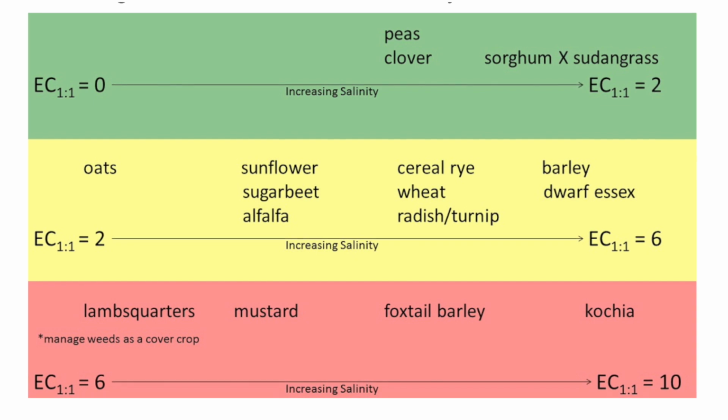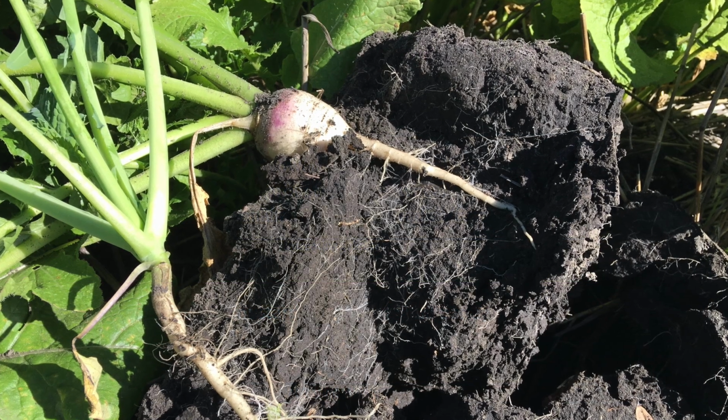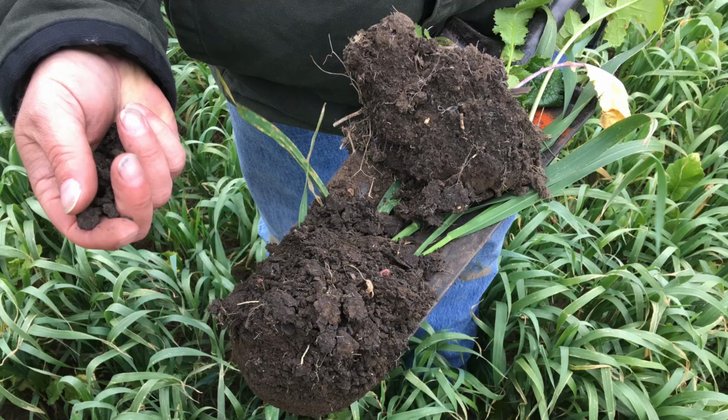Here are a couple of ideas for what cover crops will grow for different salinity levels. For an EC between 4 and 5, you may think about adding dwarf Essex rapeseed, cereal rye, or radish and turnip to your volunteer wheat. Keep in mind, choose your cover crops based on your next crop and rotation.